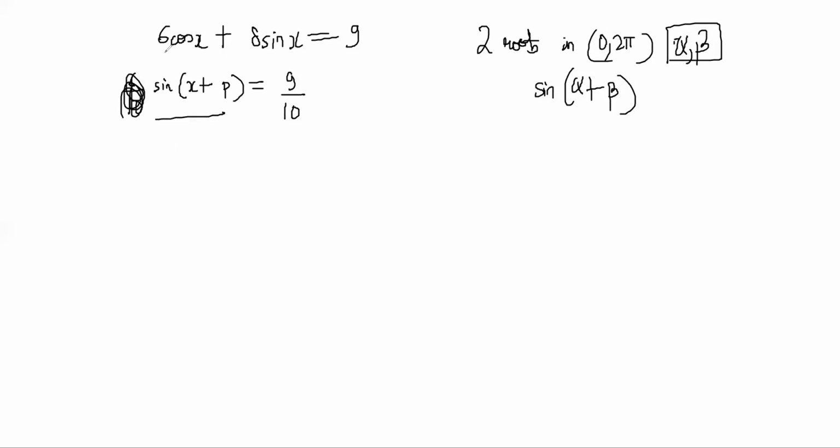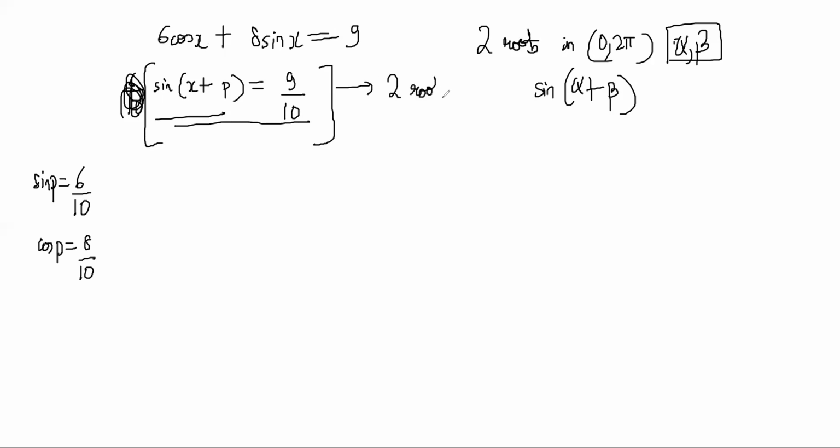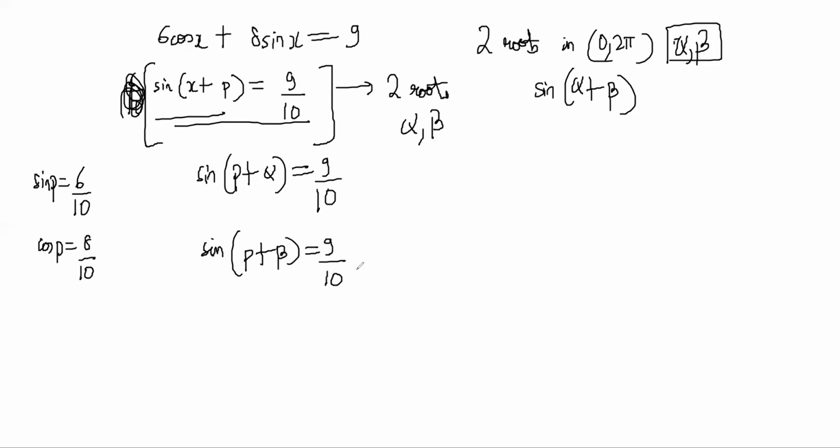This can be written as 6 by 10, 8 by 10, 9 by 10, right? And 6 by 10 became your sine p and 8 by 10 became your cos p. So I got the equation now, where sine p is equal to 6 by 10 and cos p is equal to 8 by 10. Now we have two roots of this equation, alpha and beta. So roots mean you can substitute for x: sine of p plus alpha is equal to 9 by 10, and also sine of p plus beta is equal to 9 by 10.